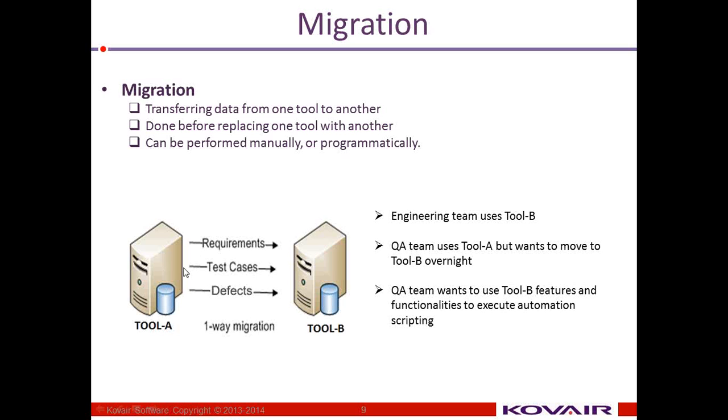Now let's take the following scenario. Here, the engineering team is using tool B and the QA team is using tool A, but the QA team wants to move from their tool A environment and do their work in tool B. The QA team wants to use tool B's features and functionalities to execute their automation scripting as well. So this is an example of a one-way migration, replacing tool A with tool B.